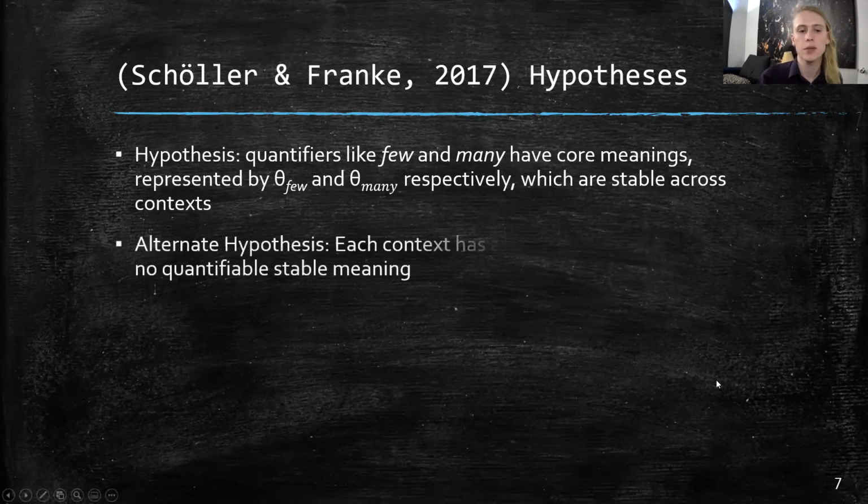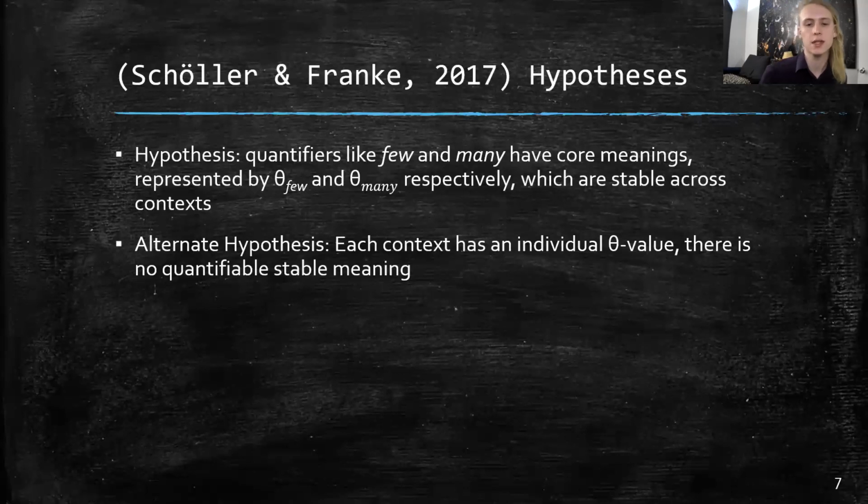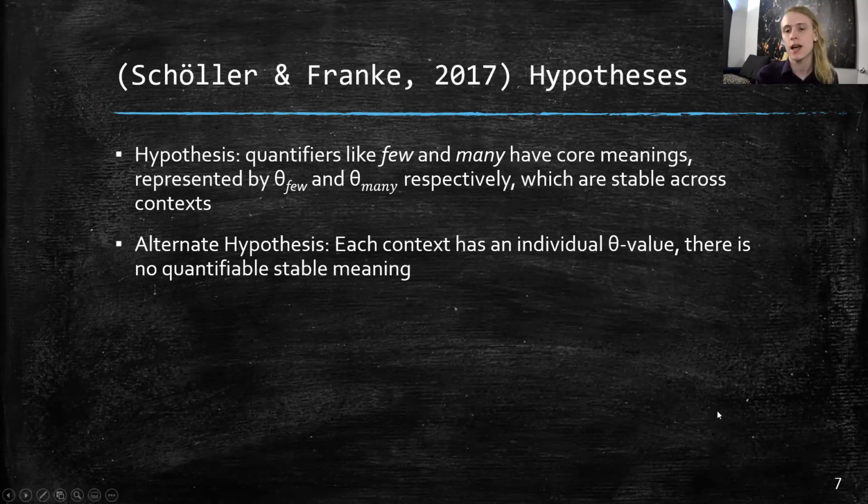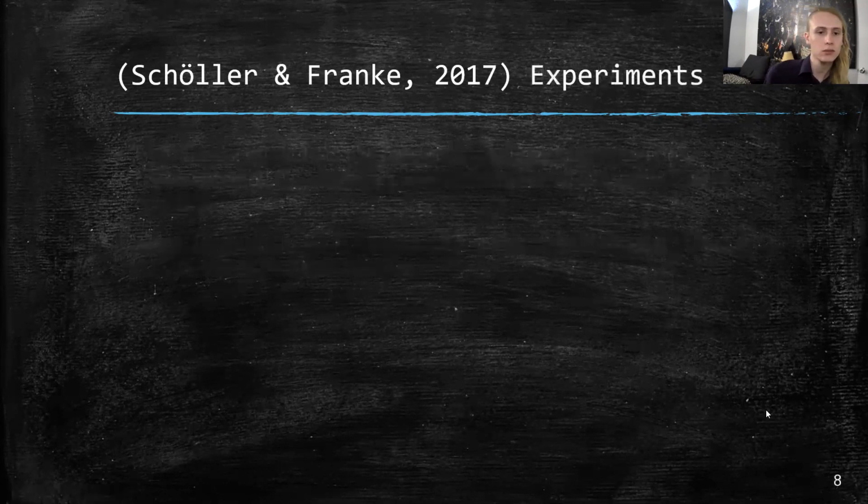And this is in opposition to an alternate hypothesis in which each context has its own individual theta value. So for the main hypothesis, we have one theta few, one theta many for all contexts. The alternate hypothesis is that each context has its own individual theta. This is more in line with the Bayer-Clark semantics that we saw before.